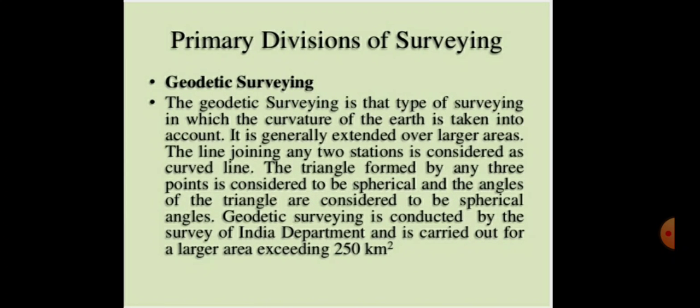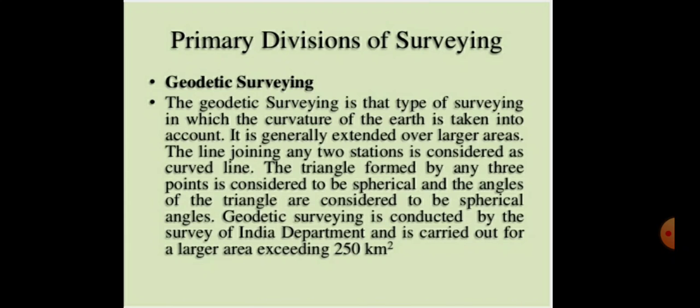The next part of the primary divisions of surveying is geodetic surveying. Geodetic surveying is that type of surveying in which the curvature of the earth is taken into account. This is the difference: in the previous one the curvature of the earth is neglected, but in this the shape of the earth is considered and the curvature of the earth is also taken into account.